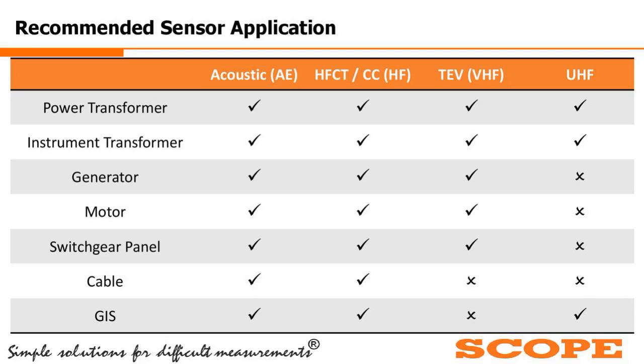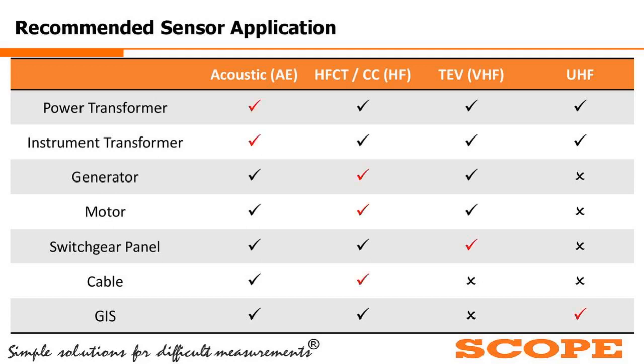For the GIS, as the GIS is a highly insulated thing, we cannot use the TEV, because TEV is not going to give us any result in case of a GIS. However, we can use the acoustic, but it is not that effective. The most effective thing for the GIS is the UHF sensors, followed by the acoustic and HFCT sensors.